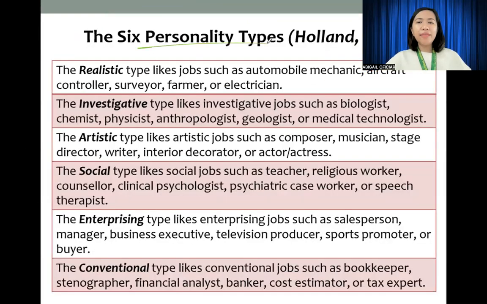So the 6 personality types of Holland, where we can check the interests of an individual, are composed of 6 constructs, RIASEC: realistic, investigative, artistic, social, enterprising, and conventional. So pag nakita natin yung interest niya, malalaman natin kung appropriate siya doon sa job na ina-applyan niya. No? So kung ang ina-applyan niya ay chemist, dapat ang interest niya ay investigative. Okay? So that's the 6 personality types.